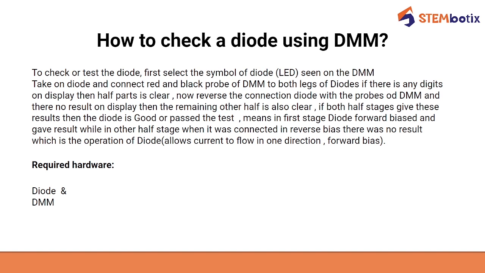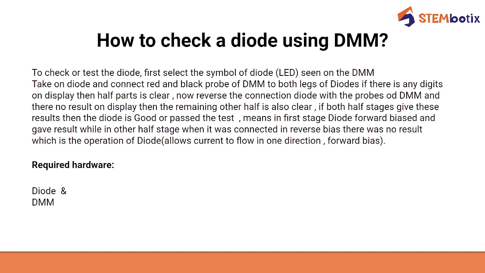Now, how to check a diode using a digital multimeter? Our second part here is to check your diode. To perform this, you will require a diode or an LED and a digital multimeter. To test the diode, first select the symbol of the diode, as we did in the previous case. The selection range or panel is the same area.